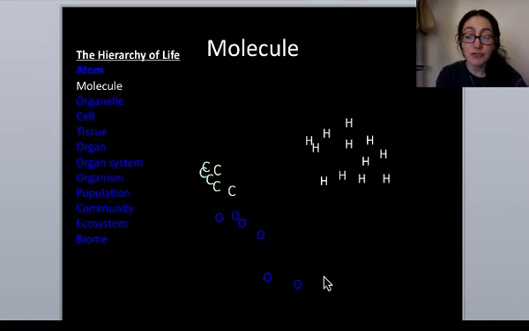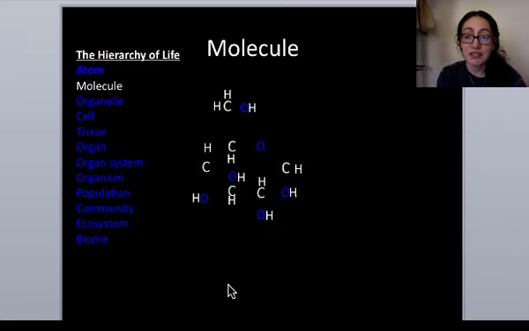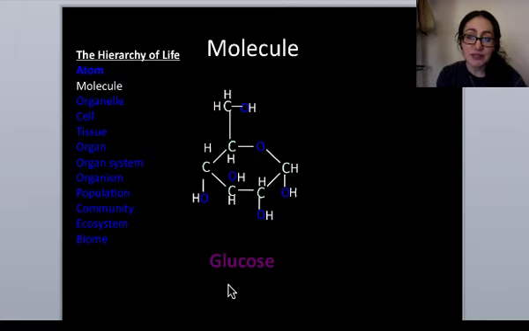Imagine a situation where I had a big pile of hydrogen, a big pile of carbon, and a big pile of oxygen. Normally they would bind to each other if they were close enough, but in just the right conditions, these atoms can interact with each other and form a particular molecule, such as glucose. Glucose is made up of carbon, hydrogen, and oxygen.